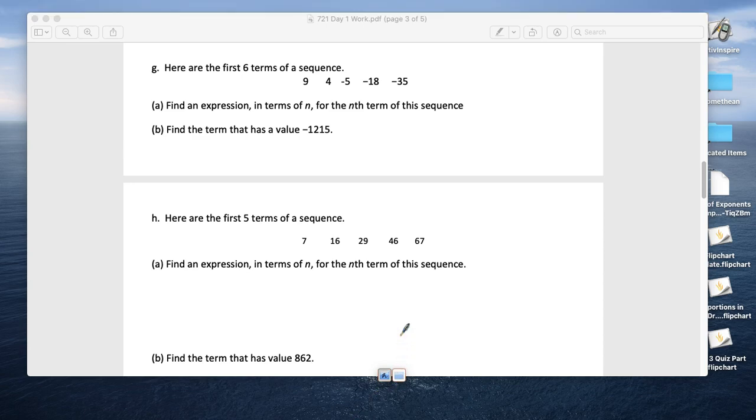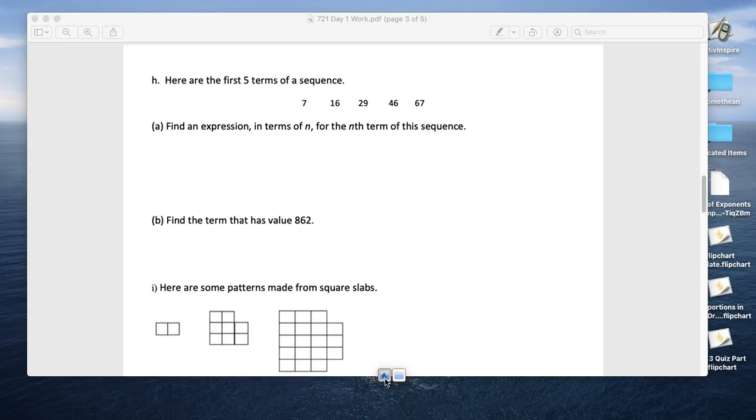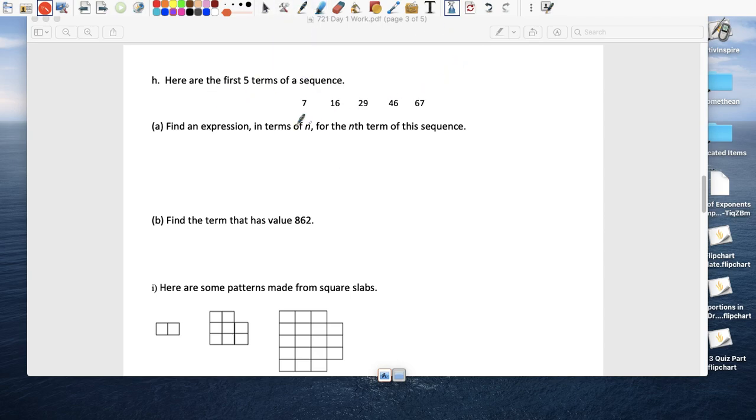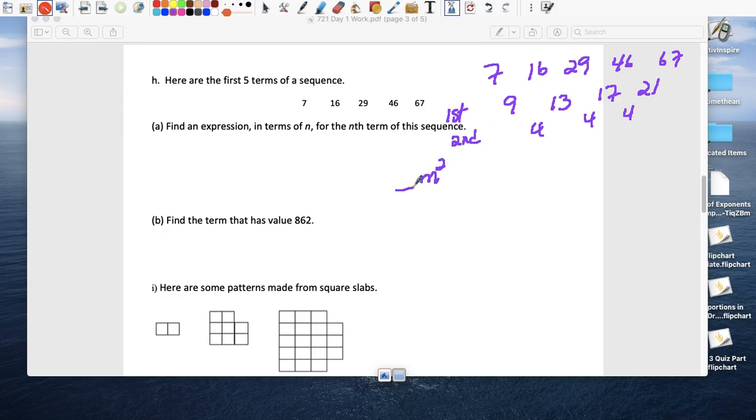H, same thing. Find expression. All right, so 7, 16, 29, 46. First difference, 9, 13, 17. Second difference is going to be 4, 4, 4. So our coefficient in front of the n squared is going to be half of 4, which is 2. It's 2n squared. Now, let me write these numbers down. You should by now know that by heart.